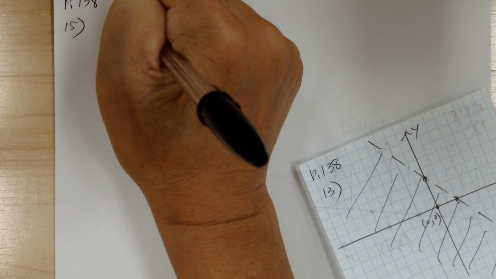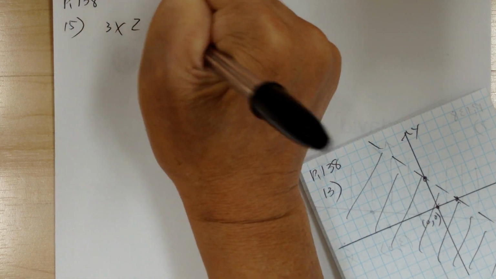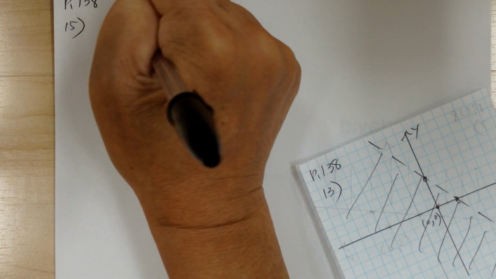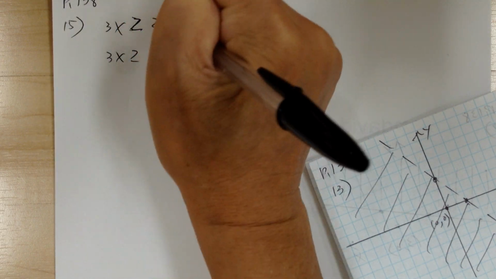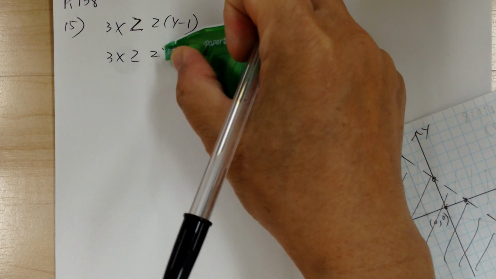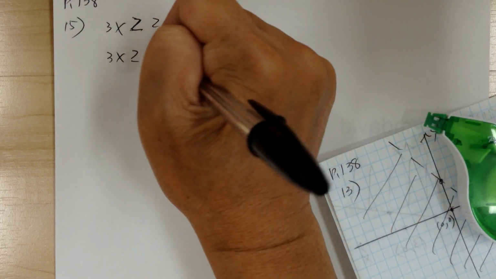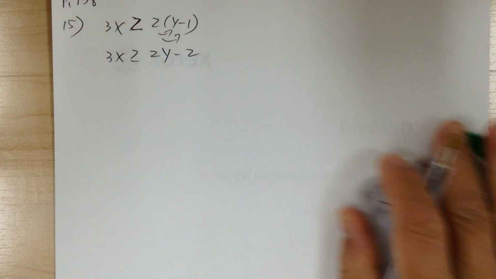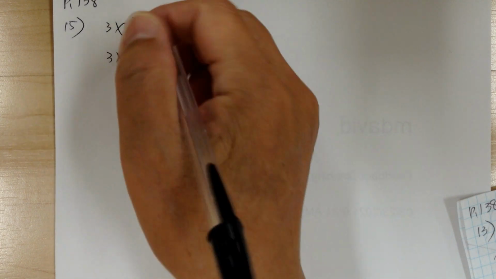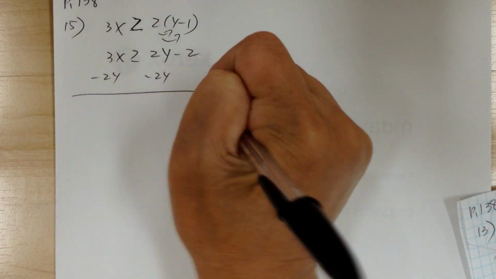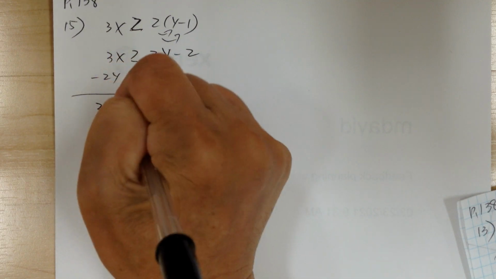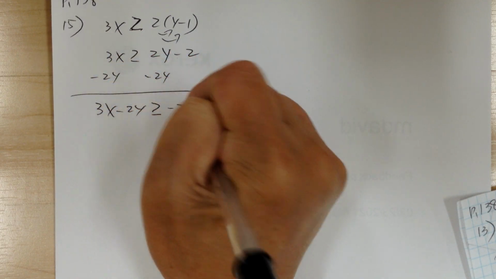You have 3x is greater than or equal to 2 times y minus 1. So multiply everything out. Distribute, so you get 2y, and distribute, you get minus 2. So minus 2y goes to this side, because you have to make the variables go to the left-hand side. So you got 3x minus 2y is greater than or equal to negative 2.